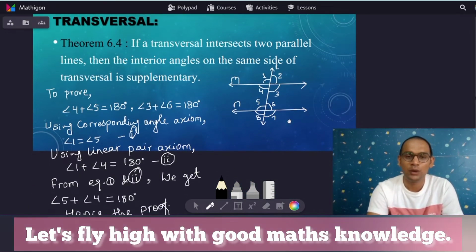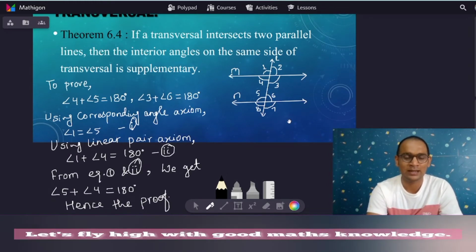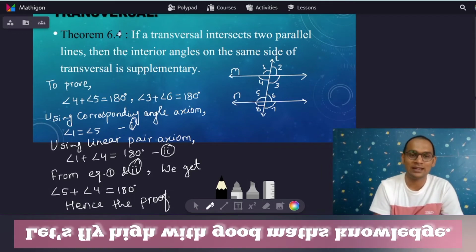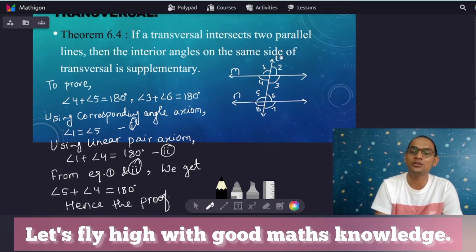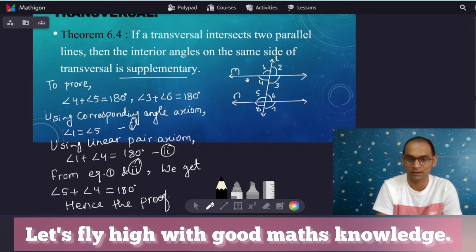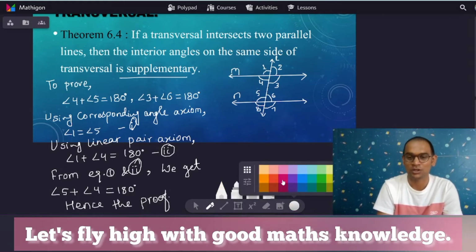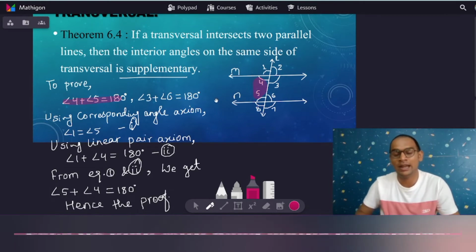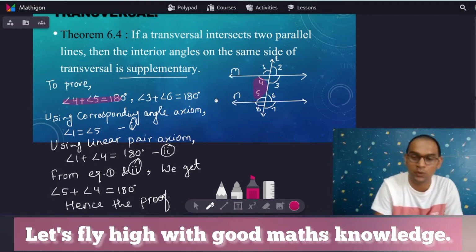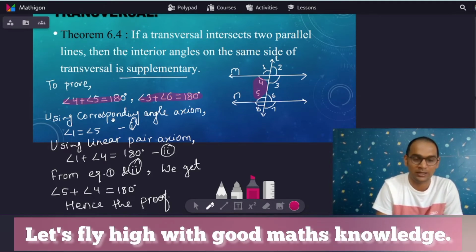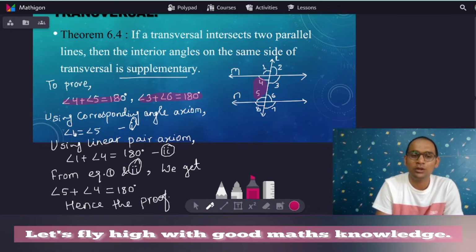Now let's move on to one more theorem of parallel lines and transversal. It says if a transversal intersects two parallel lines, then the interior angles on the same side of the transversal are supplementary. Supplementary means they add up to 180 degrees. Let's get into the topic. Over here we have to prove that angle 4 plus 5 is 180 degrees. In this case, 4 and 5 are interior angles on the same side of the transversal. And then the next thing we have to prove is 3 plus 6 is 180 degrees as well.